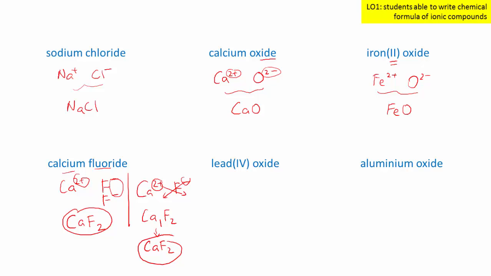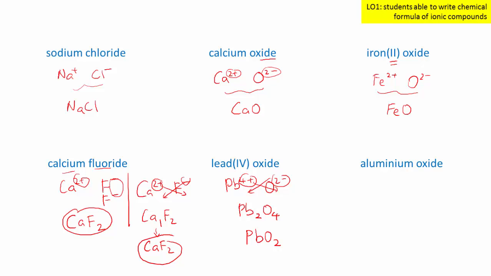Okay, let's look at the lead-4 oxide. Lead-4, Pb4 plus, oxide is O2 minus. Now we simply cross the 2 and the 4 to each other, so you have Pb2O4. But after crossing, you must reduce to the simplest form, okay, because you actually need only 2 oxide to balance with 1 lead. So in other words, simplest form is PbO2.